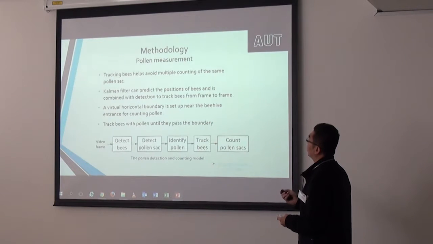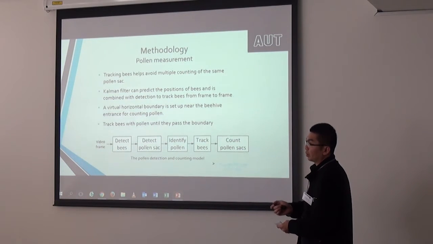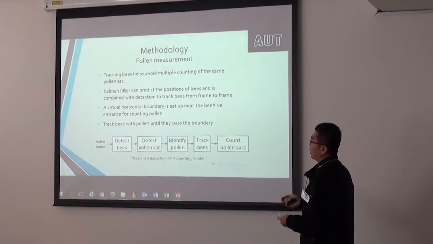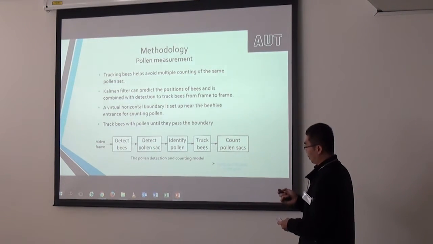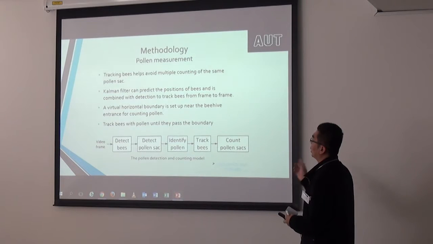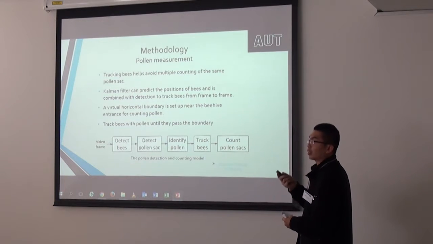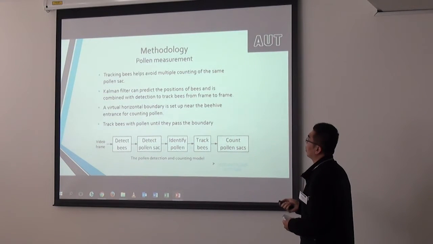That's the way. And then the next problem is, when I get a bee with pollen, and maybe 1 second later this bee is still on the video, are they the same bee? And how can I count the pollen? Then I was thinking about tracking the bees. If I can track the bees, once I get a bee with pollen, I can track this bee until it disappears. Then I can count the pollen. So I track bees through a Kalman filter, which can predict the positions, and I also have a detection. So I can combine the prediction and detection to identify the same bee. That's the way to do the tracking.